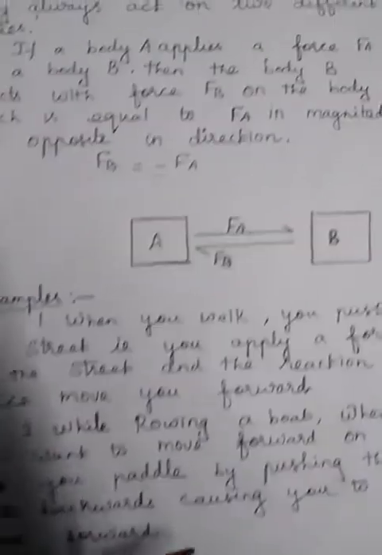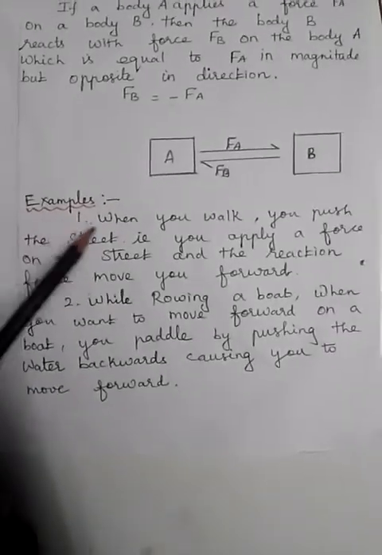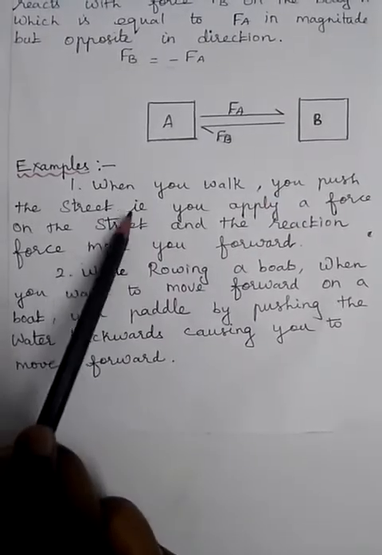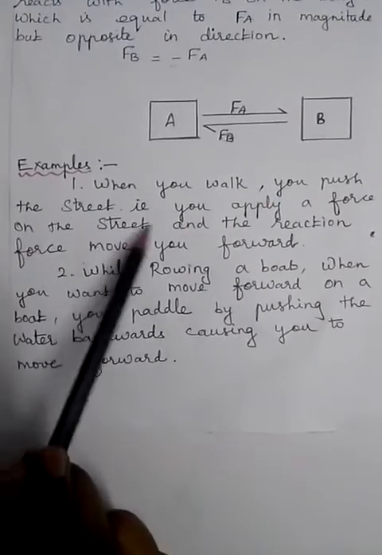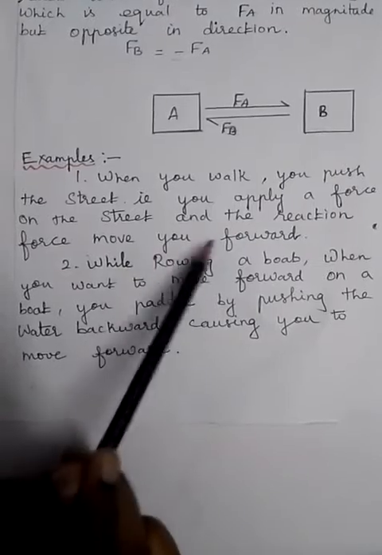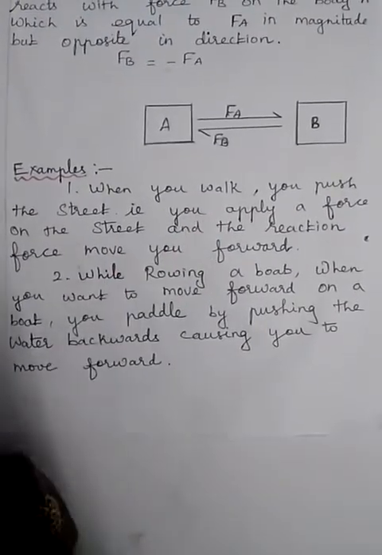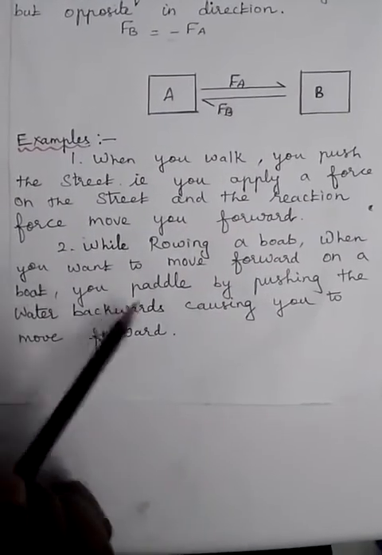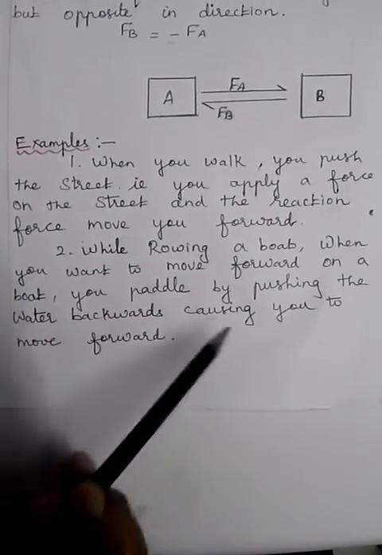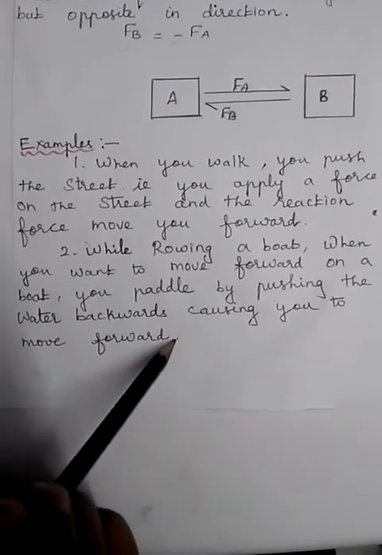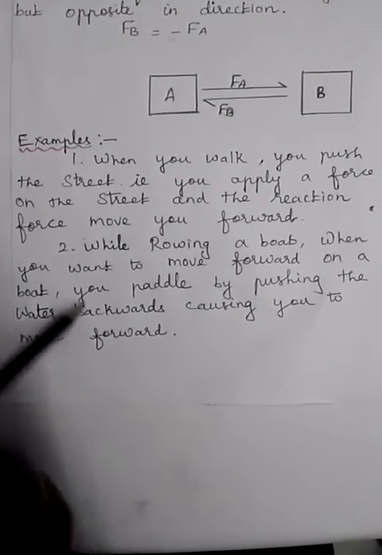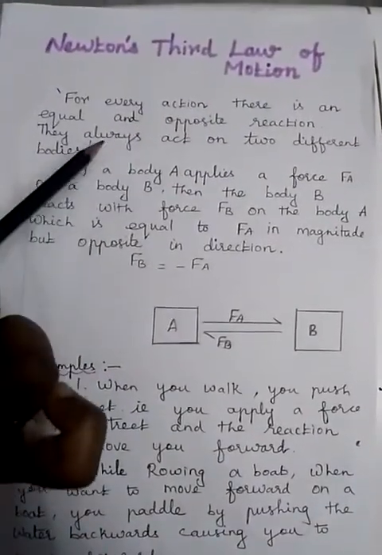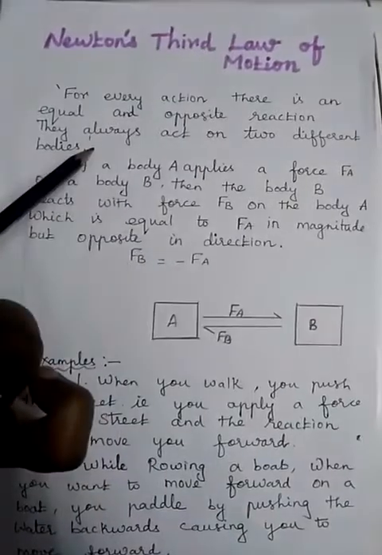Okay, in your book also they have given three examples. I give more examples for you. Listen, when you walk, you push the ground, that is you apply a force on the ground, and the reaction force moves you forward, isn't it? While rowing a boat, when you want to move forward, you paddle by pushing the water backwards, causing you to move forward. So what is Newton's third law? For every action there is an equal and opposite reaction. They always act on two different bodies.